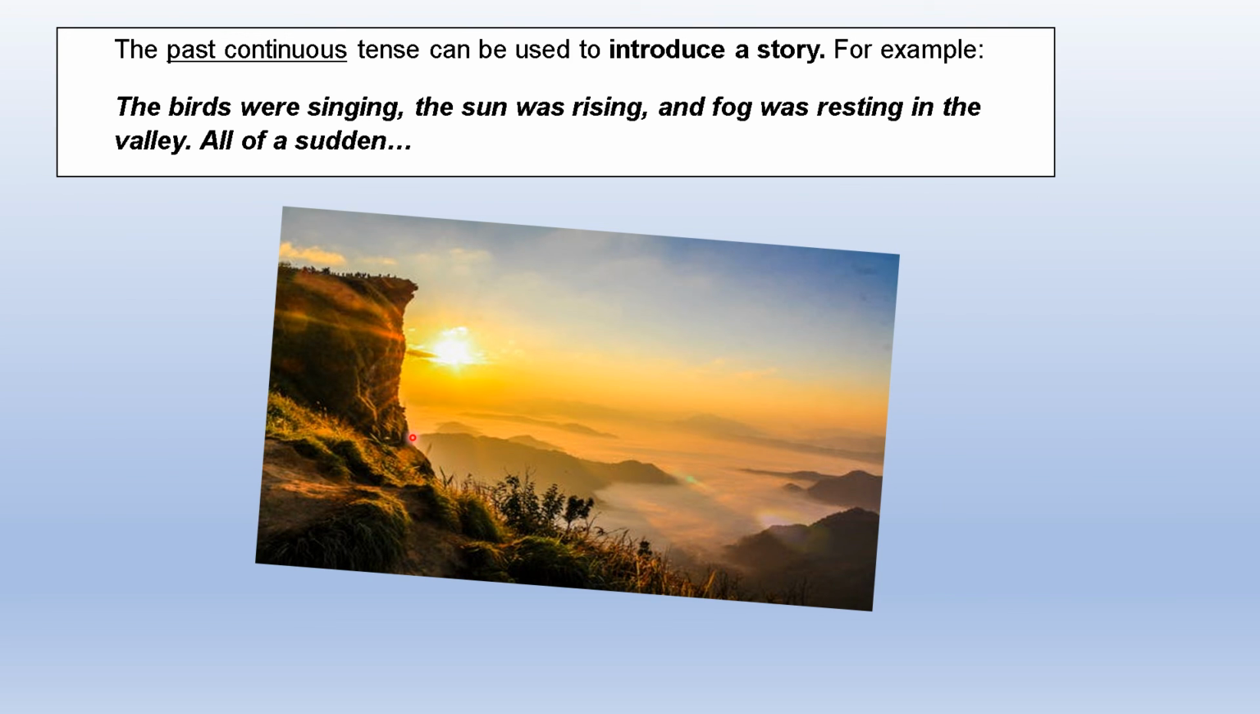The past continuous tense can be used to introduce a story. For example, the birds were singing, the sun was rising, and fog was resting in the valley. All of a sudden, and then here would be the event at the start of the story. So it's used to set the scene, to give some ongoing actions that were happening before describing an event that takes place.